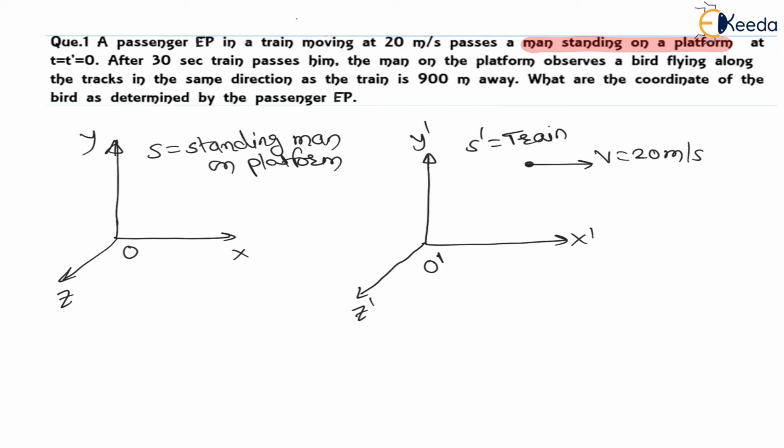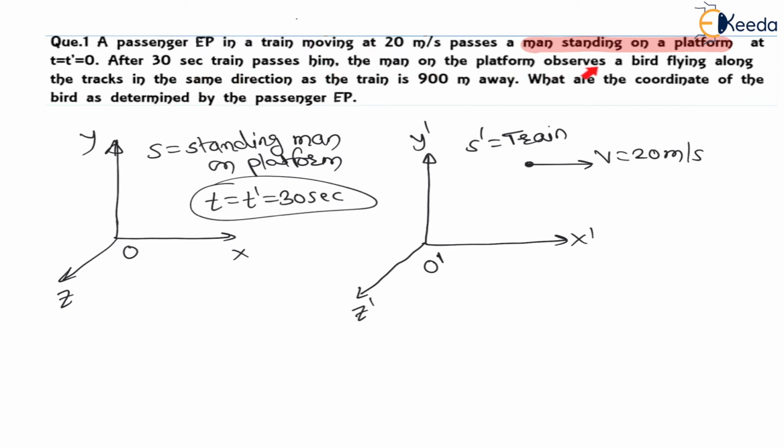A passenger Ekeeda in a train moving with 20 meter per second passes a man standing on a platform at t is equal to t dash is equal to 0. When time is 0, O dash and O are at the same location. After 30 seconds, time is given, which means t is equal to t dash is equal to 30 seconds. For Galilean transformation, time is always the same. Train passes him.